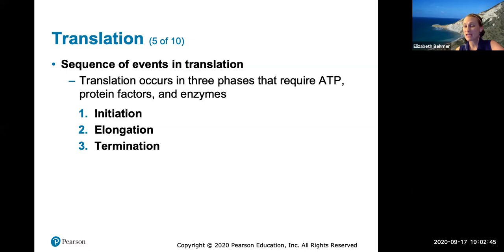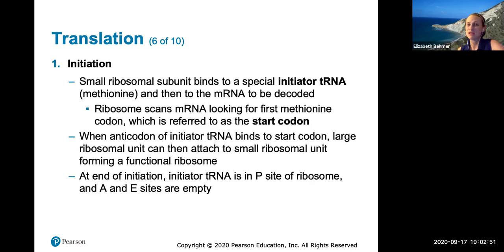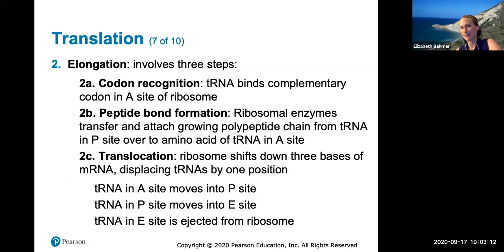It requires ATP, protein factors, and enzymes in an initiation, elongation, and termination sequence. This is initiation, where we'll start creating the protein. The initiator tRNA, methionine, will detect that start codon and start to read that mRNA strand and bring specific amino acids to the mRNA strand as we create a protein.